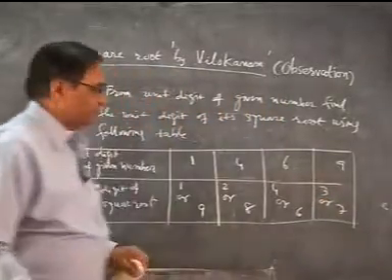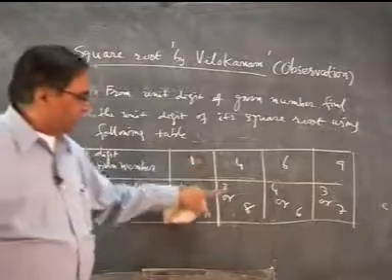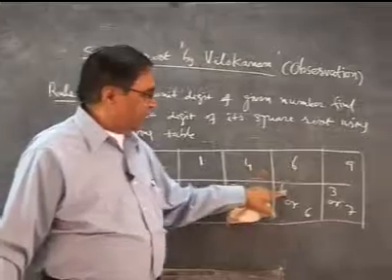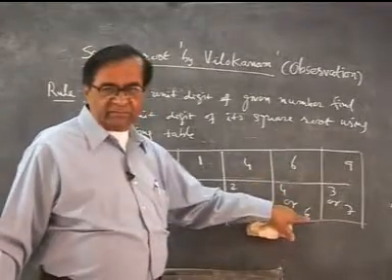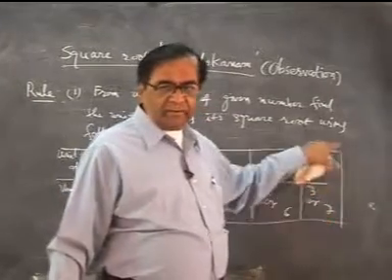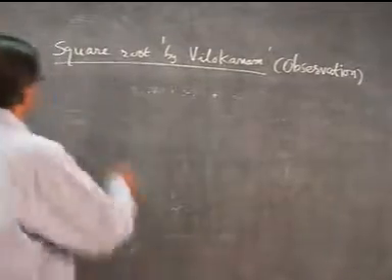You can see, 9 square is 81, 1 square is 1, so you are getting 1. 2 square is 4, 8 square is 64, unit is 4. 4 square is 16, 6 square is 36, unit is 6. 3 square is 9, 7 square is 49, unit is 9. So first of all, you have to decide this one. Step 2.